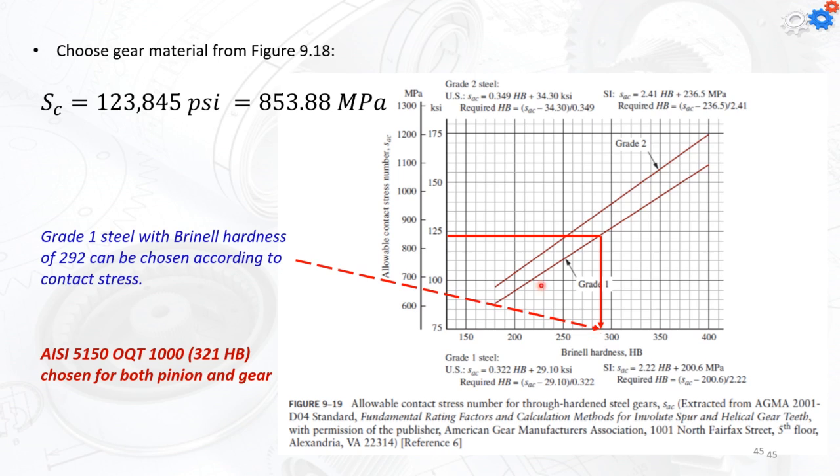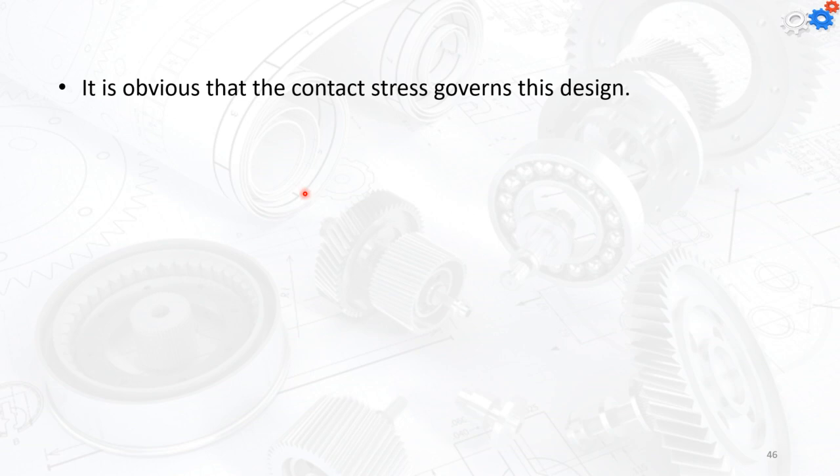Or if I'm going to use the value for the grade 2, the hardness is going to be around 252. Okay, so we're going to keep the 292. I can use the steel type 5150 oil quench tempered at 1000 degrees, which has the HV value of 321, which is more than the one we found by calculations. So now, once again, if I'm going to talk about which stress is going to be the governing stress, the highest is the one. So it's obvious that the contact stress is going to be the governing stress in this design.